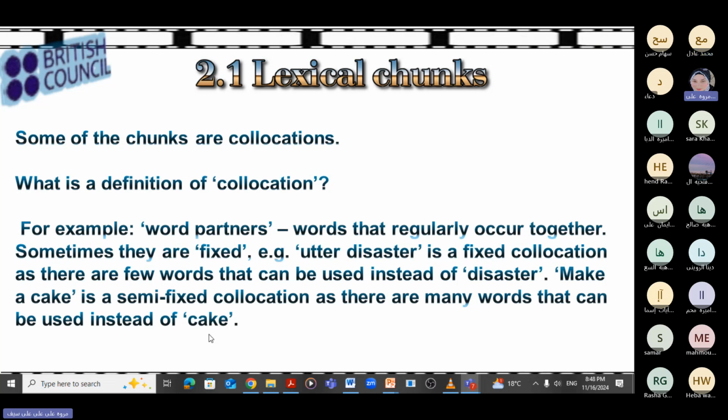Semi-fixed collocation. Oh, we're not speaking about semi-final in football matches. We're speaking about the expression make a cake. What words can come instead of the word cake, for example? A lot of words like make a decision, make a mistake, for example. Okay, so in this very example, he is comparing the collocation make a cake and utter disaster. Miss Hind, go ahead.